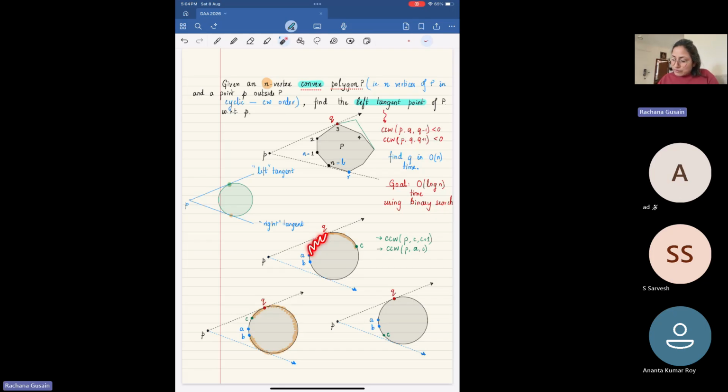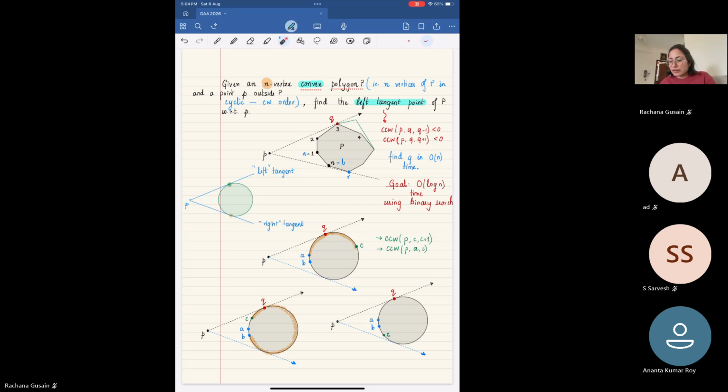Once I have this as my search space, I'm going to rename C as B. So this is my search space, A to B. Again, I'll find the midpoint. Either it will lie in the outer region or in the inner region. The same thing keeps repeating in every iteration. And ma'am, the sorted array in binary search is equivalent to the clockwise order of points? Yes, it's basically cyclic order. That cyclic order is helping us.